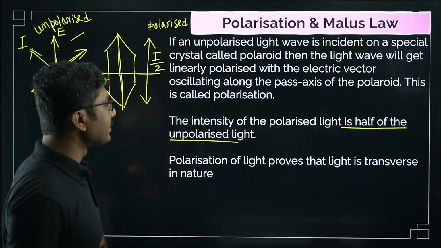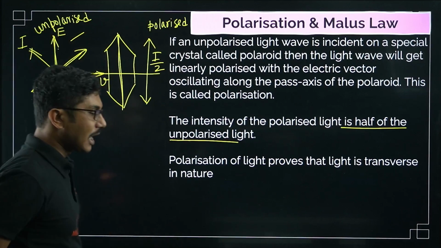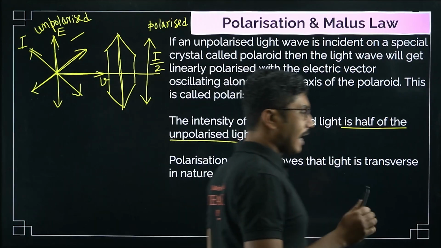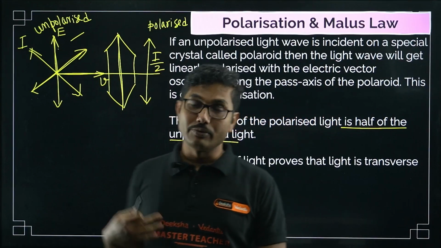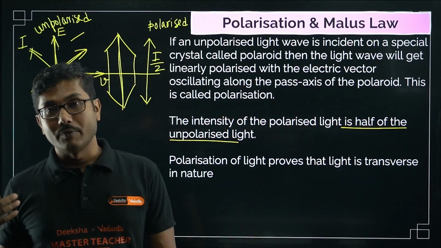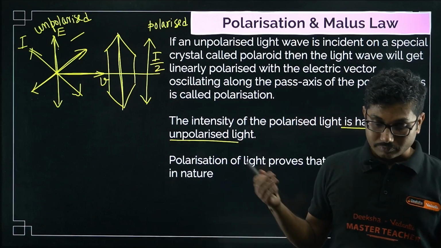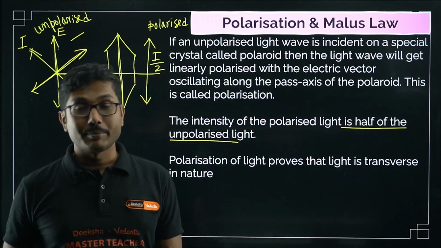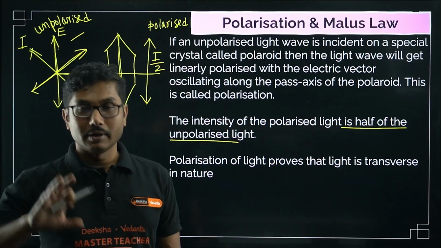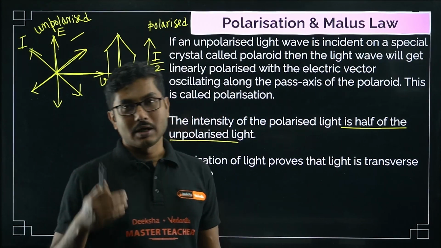Polarization of light proves that light is transverse in nature. The vibrations are happening in all possible directions, and after polarization it is only aligned in a particular direction. That means light is a transverse wave. If it were a longitudinal wave, all vibrations would have been present. No one could have dampened it like this, but because it is a transverse wave, some of the part is getting absorbed.